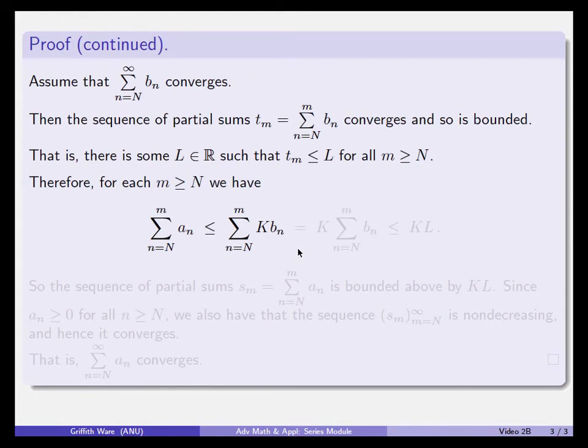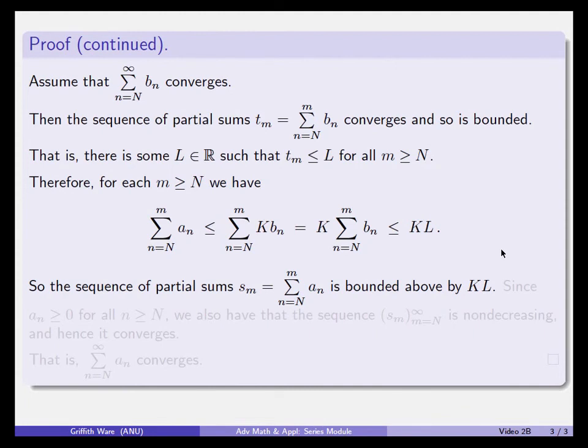Okay, now a finite sum we can just pull a constant out without any concern. So we know that this partial sum is less than or equal to k multiples of this partial sum, but this partial sum is just the thing that we denoted by Tm up here, so we know that this partial sum must be less than or equal to the constant k multiplied by the constant L. So we have KL as an upper bound for this sequence of partial sums.